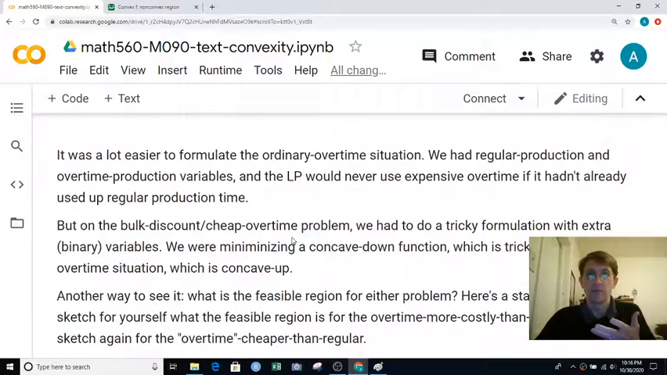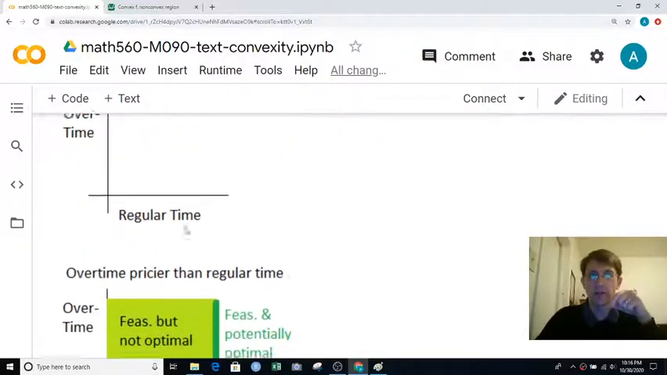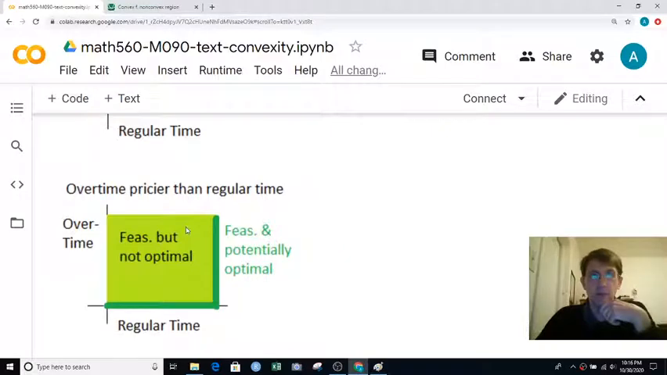So when we were minimizing a concave down function, we had to use a binary variable to keep it from doing the wrong thing. It's interesting to think about this in terms of the feasible region. So take a sec. I'm going to show you a skeleton, and you can sketch the feasible region here. Take a sec to do that. So if overtime is pricier than regular time, which is what life usually works like, could I be in this part right here?